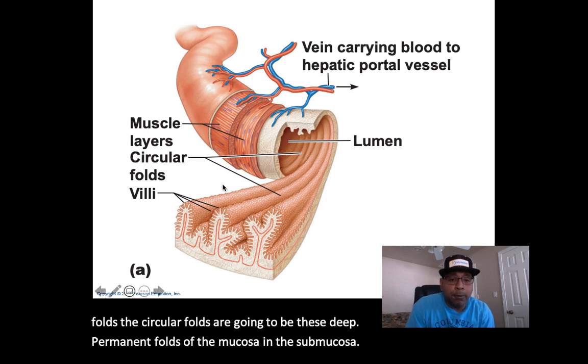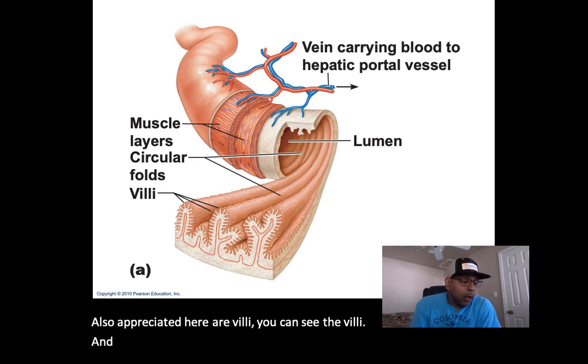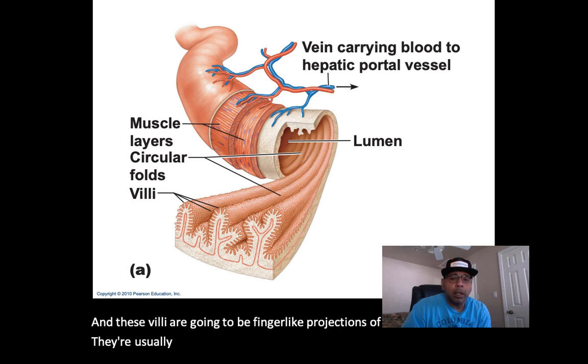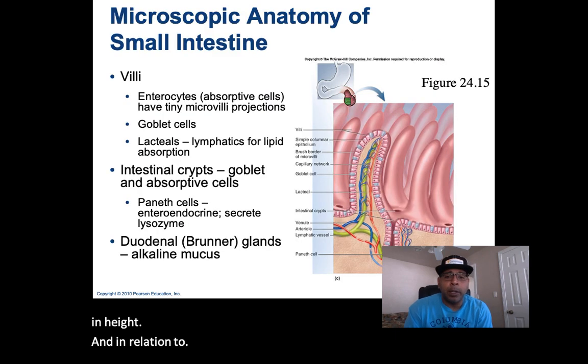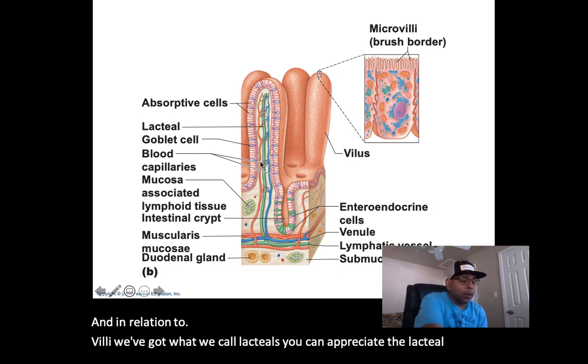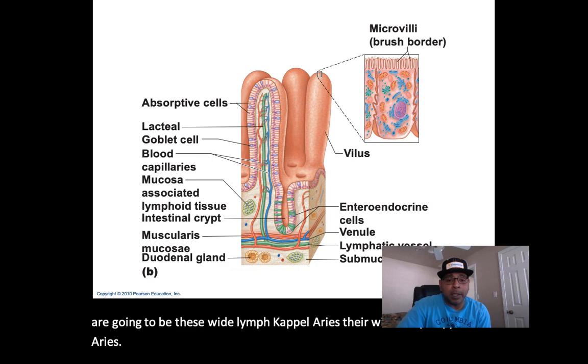Also appreciated here are villi. You can see the villi. These villi are finger-like projections of the mucosa. They're usually over a millimeter in height. And in relation to the villi, we've got what we call lacteals. You can appreciate the lacteals. They're wide lymph capillaries, and they're responsible for absorbing fats.